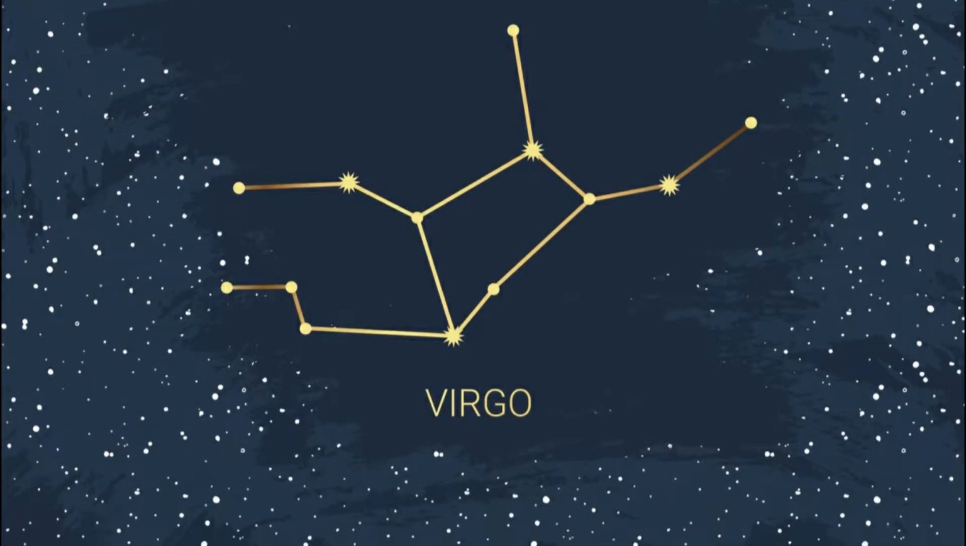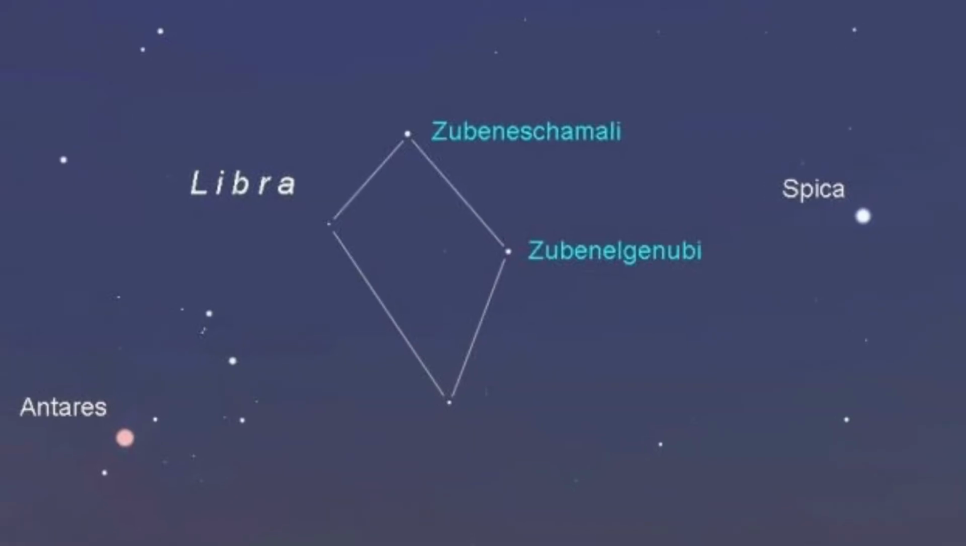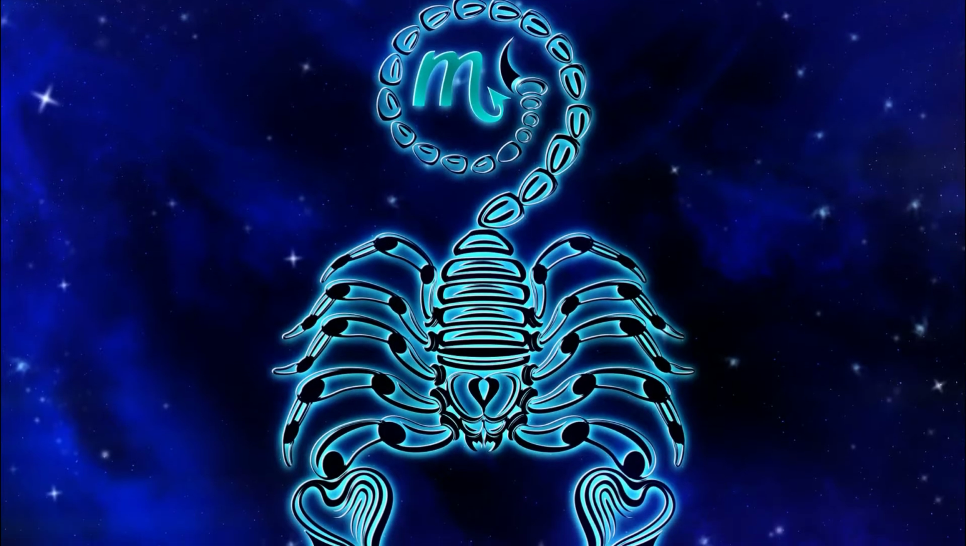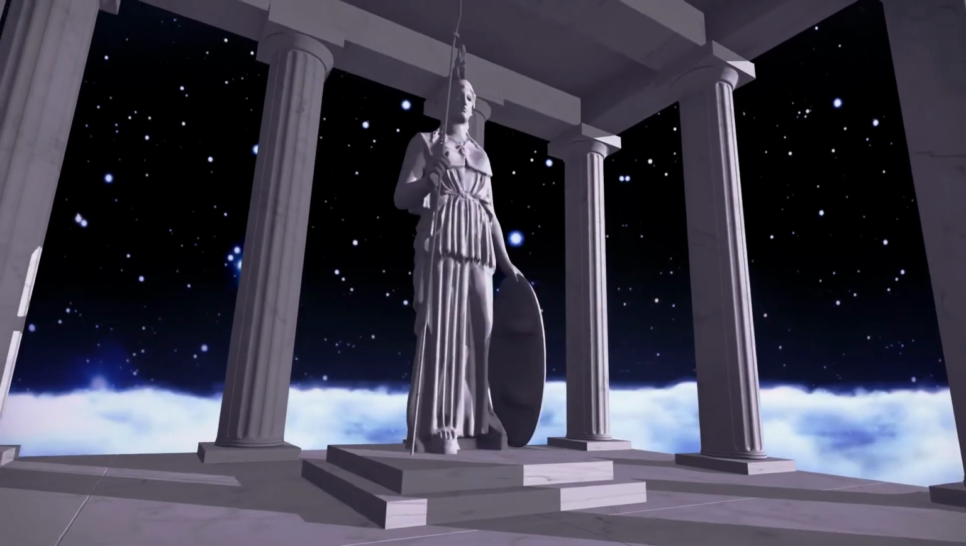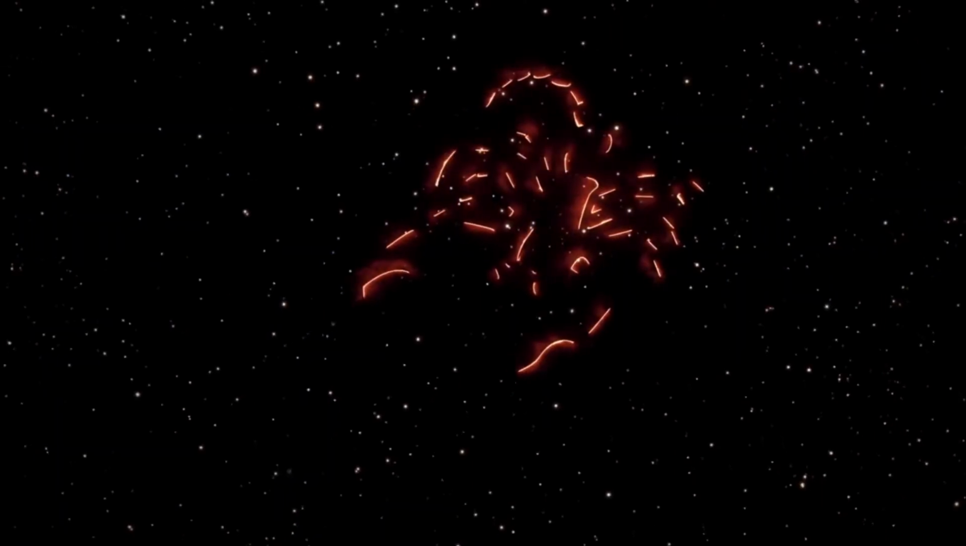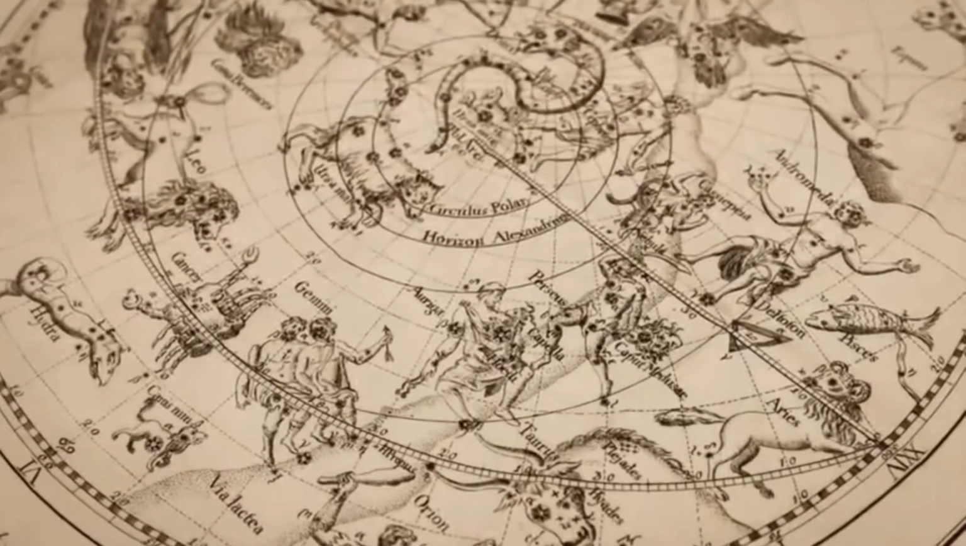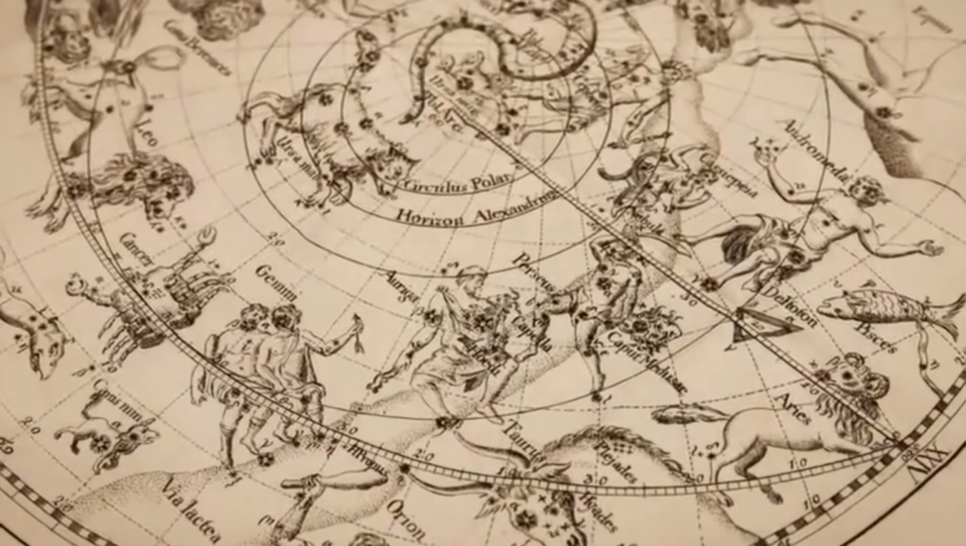Between the Y in Virgo and the teapot in Sagittarius lie Zubenishimali and Zubenelgenubi, Beta and Alpha Librae, which resemble the scorpion's outstretched claws. Ancient Greeks considered the constellation to be a part of Scorpius, but Claudius Ptolemy distinguished it as a unique constellation and labeled it Chele, claws, in his Almagest.